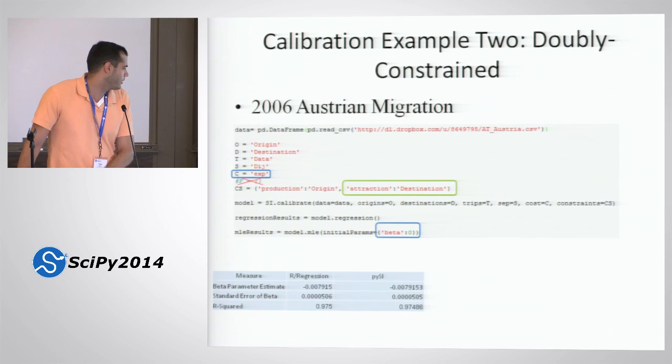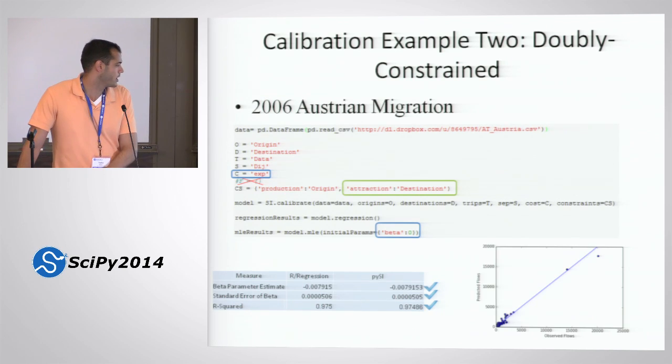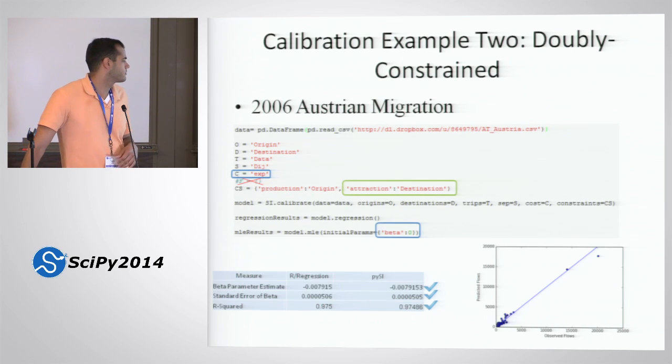In this case, I get the exact same beta parameter, I get the same error on the beta parameter, and the same R² for the model. And it's an R² of about 0.98, which is a pretty strong model. So just the distance alone within that model is able to predict pretty well the flows.